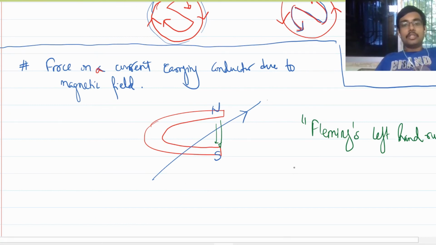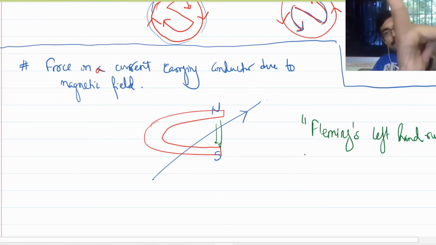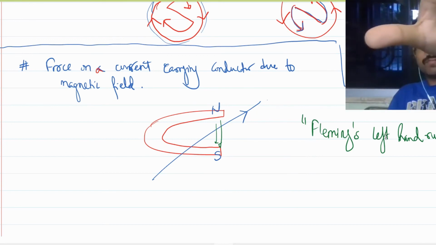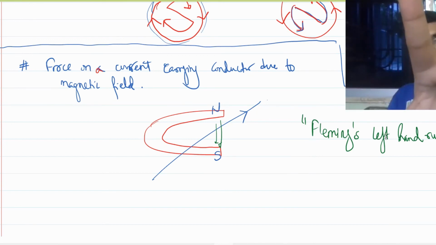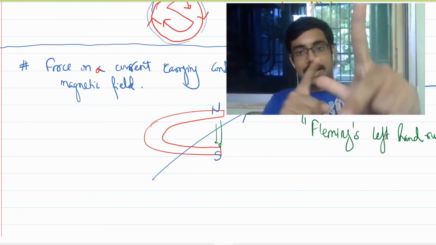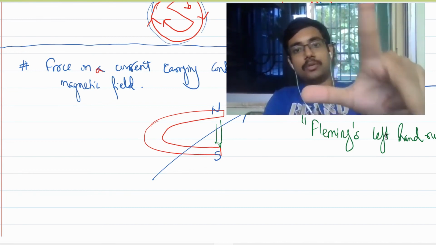Okay. So what is Fleming's left hand rule? Fleming's left hand rule is very simple. First, everybody try this. You put three fingers of your hand. Let me magnify this. These are the three fingers of your hand. You put it like this, such that each finger is perpendicular to the other.